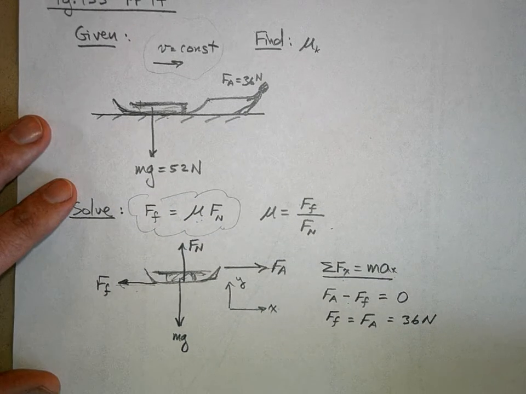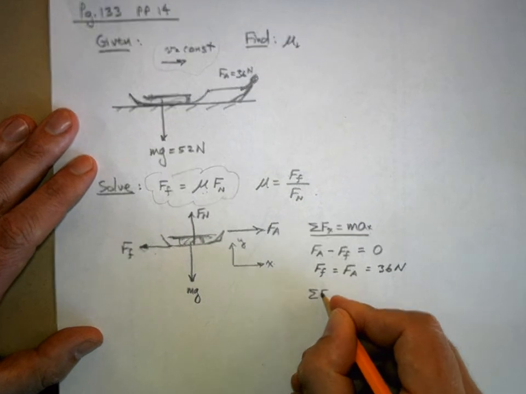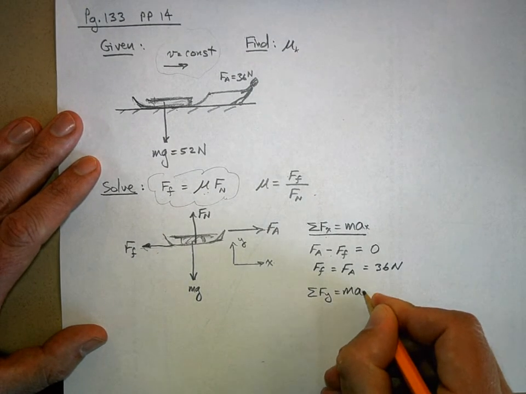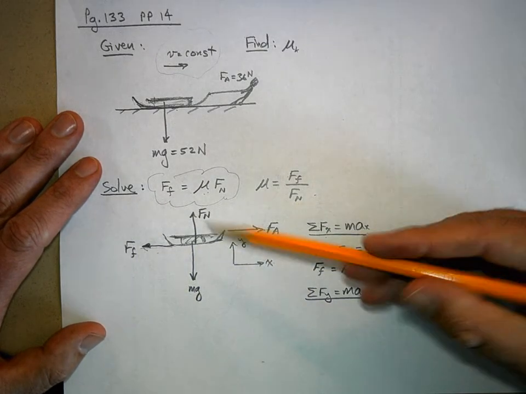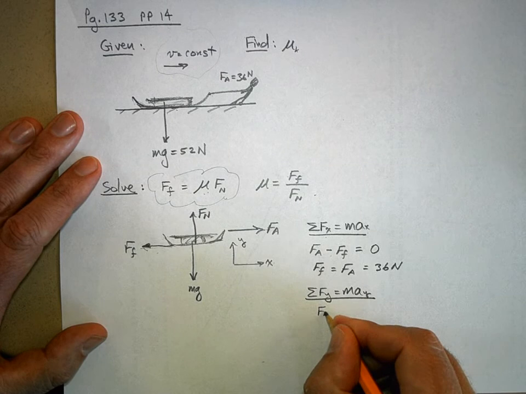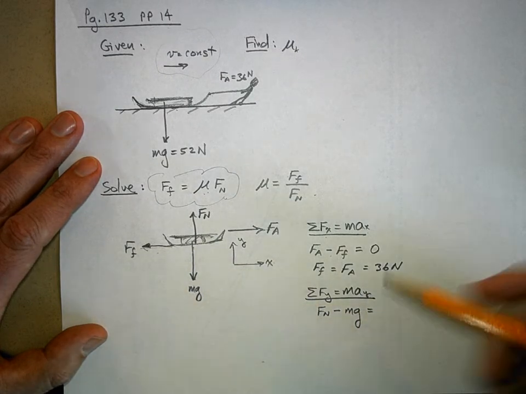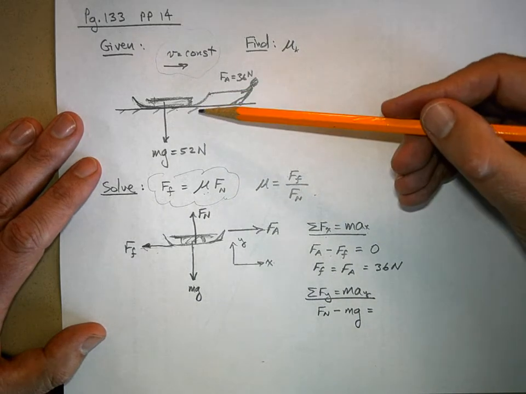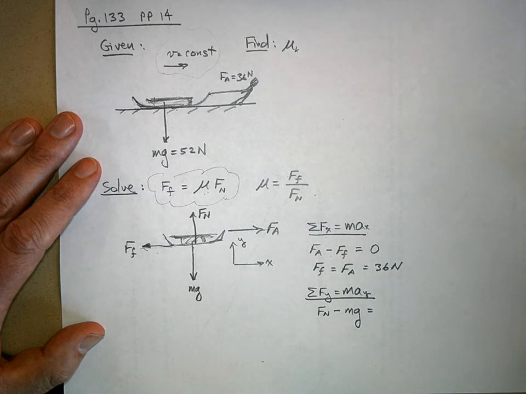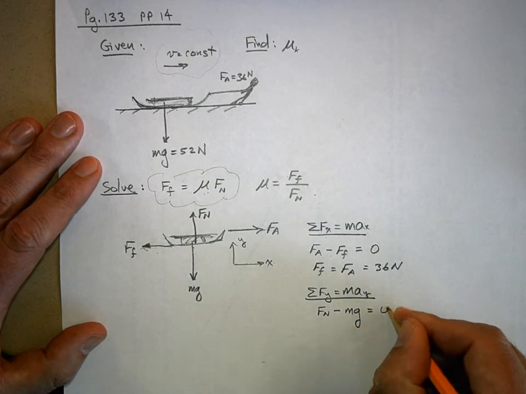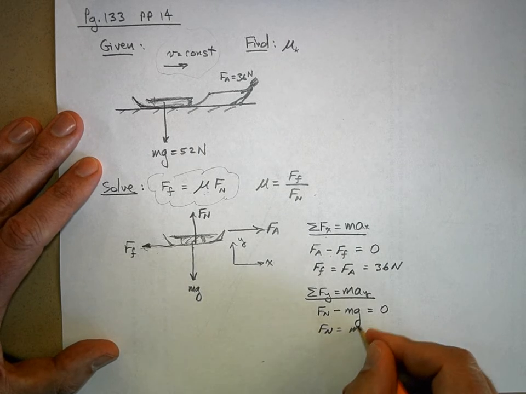Then if I sum the forces in the y direction equals ma in the y direction. Well, what forces are acting in the y direction? I've got this normal force in the positive y, minus gravity, equals, and what's the acceleration in the y direction for this sled? It's 0, right? It's not flying up into the air. It's not sinking into the ground. So it's 0. And all that tells me is my normal force is equal to the weight of the sled.